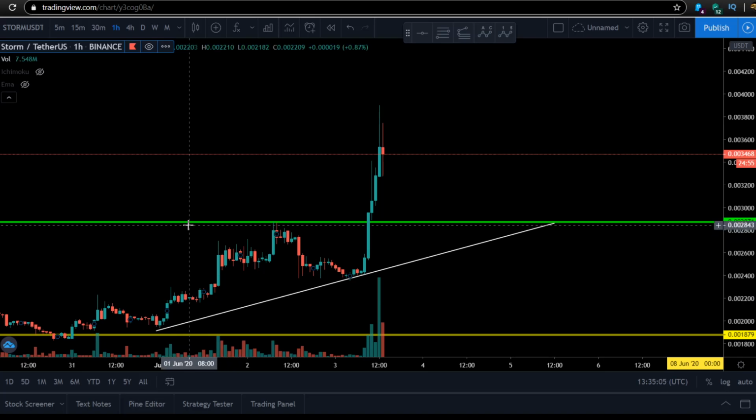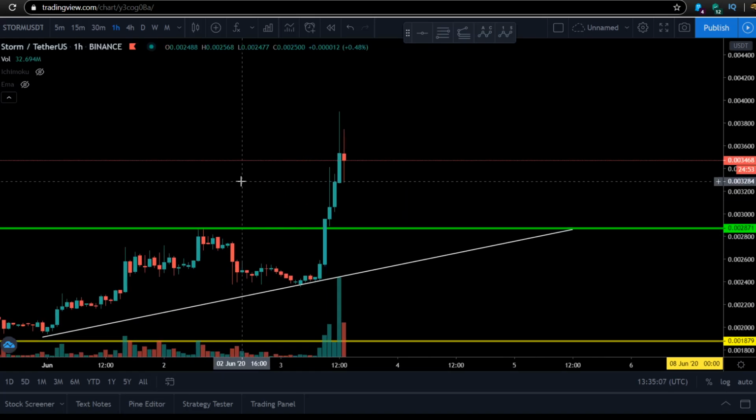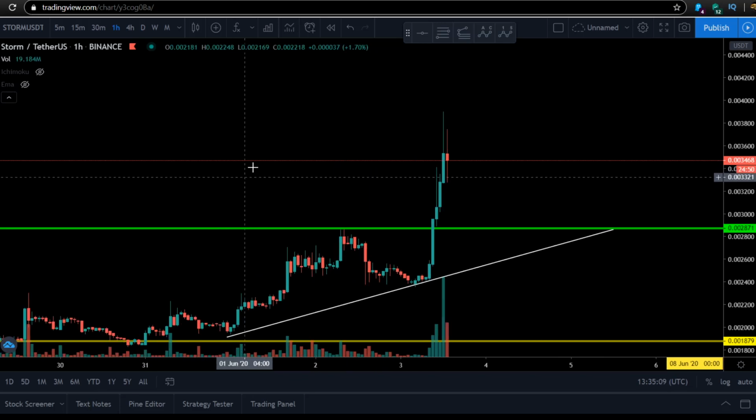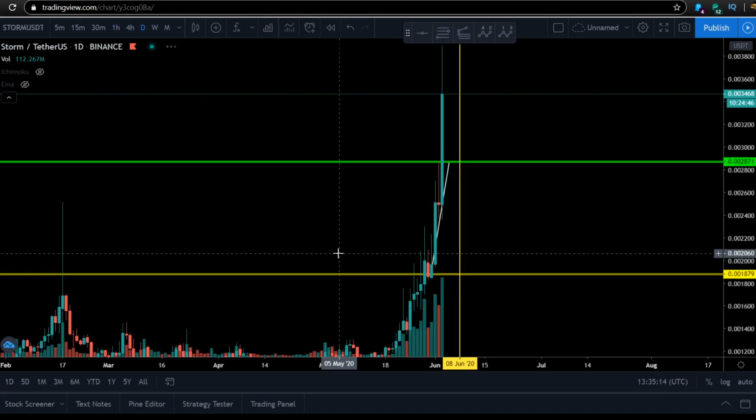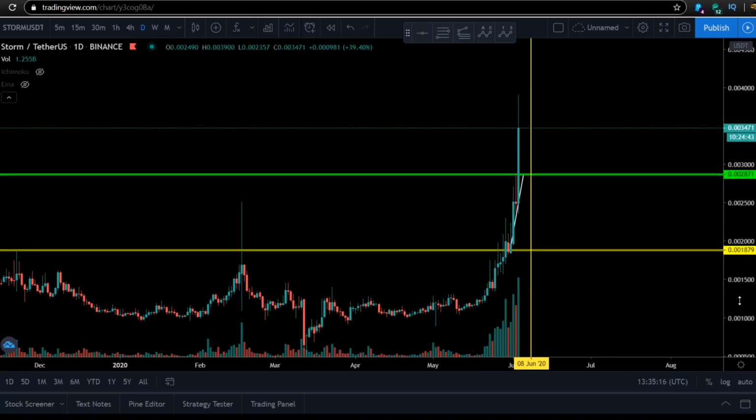Welcome back, everybody. Storm is in a parabolic storm. You can see huge volume coming in. Storm. Let's look at the daily. Start with the daily, guys, on the dollar.